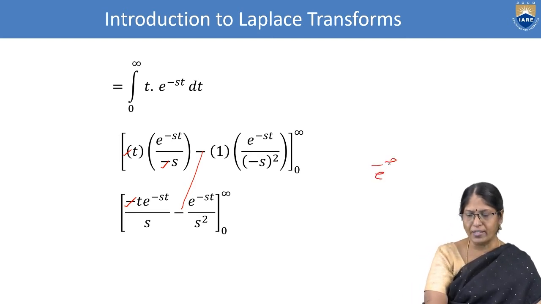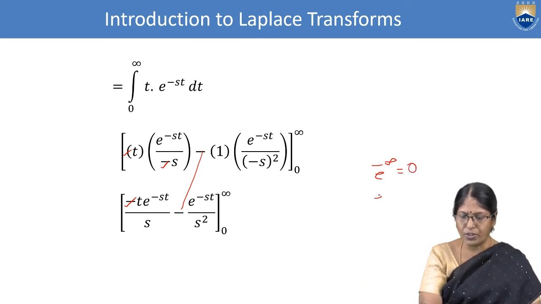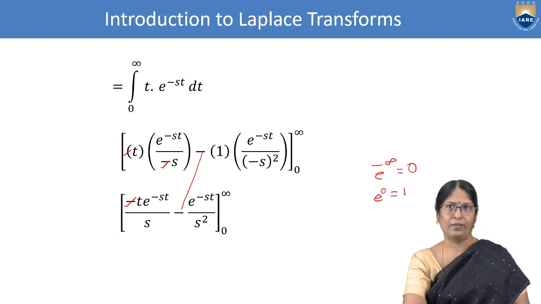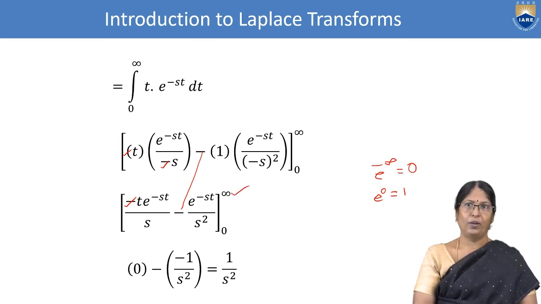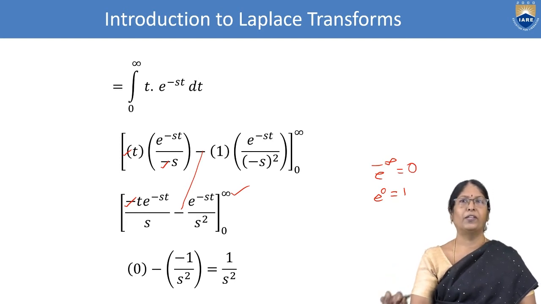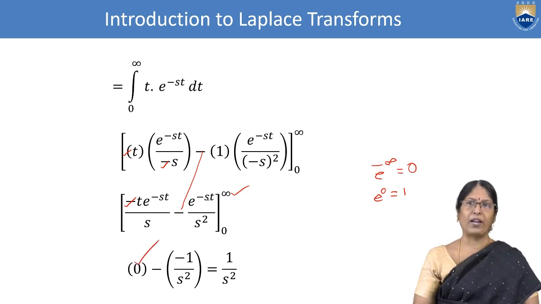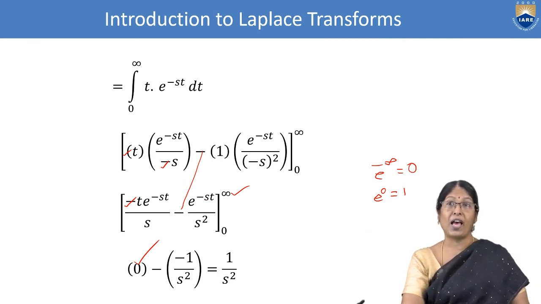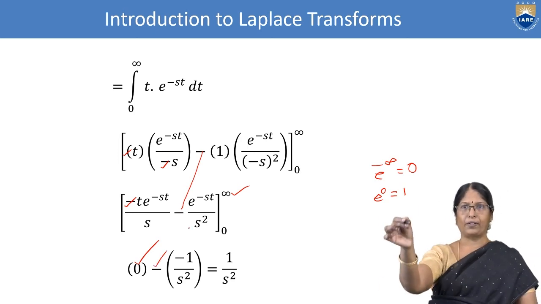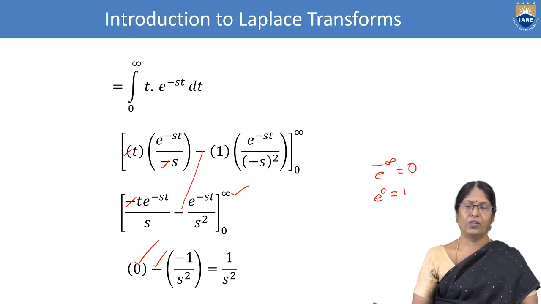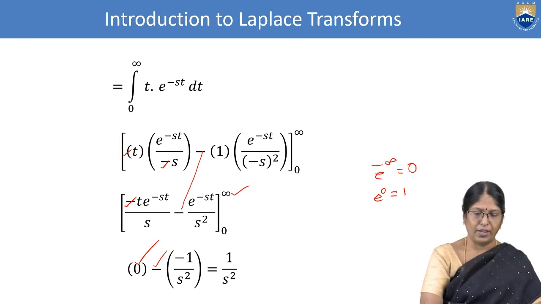So e power minus infinity, the value is 0. E power 0, the value is 1. Now here the upper limit is infinity. In the place of t we substitute, so here e power minus infinity, here also e power minus infinity. Totally the upper one has become 0. This is the formula minus: upper minus lower. So the lower one is 0, and 0 into anything is 0.